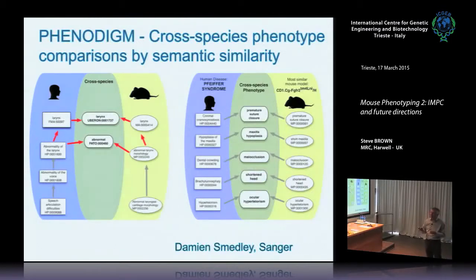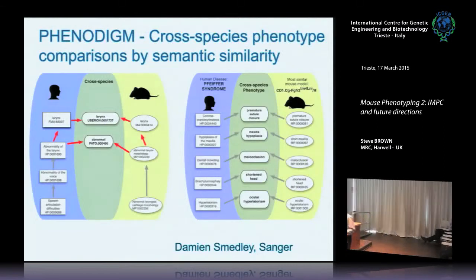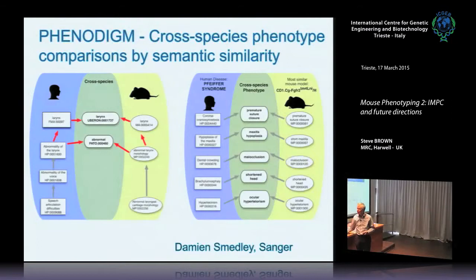And Damian Smedley at the Sanger has developed this tool called PhenoDigm, which uses, I won't go into the details of it, semantic similarities between how we describe phenotypes in the mouse and human to be able to identify potential models in IMPC for human diseases. So there's now a tool in IMPC where, as I said, you can actually look at a particular human disease and ask whether there is a model which seems to replicate those features of human disease, or if you've got a mouse with particular phenotypes, does it seem to model a particular human disease? And this is obviously tremendously powerful in terms of the utility of mouse mutants.